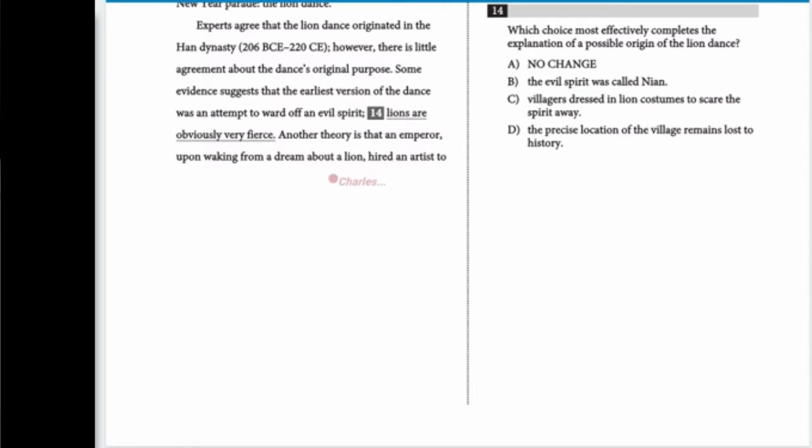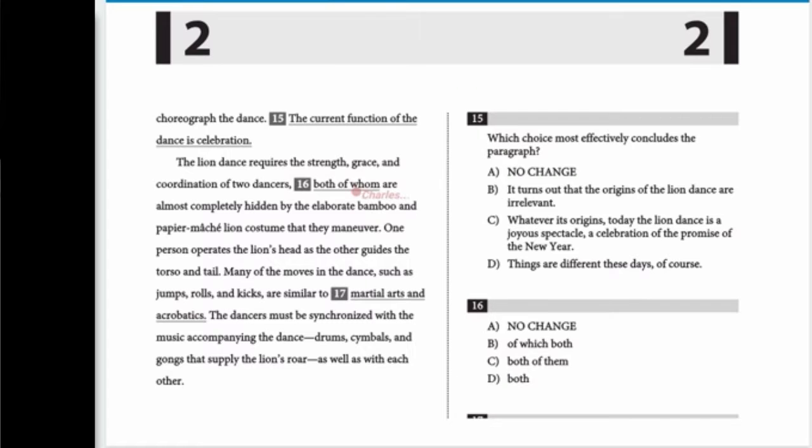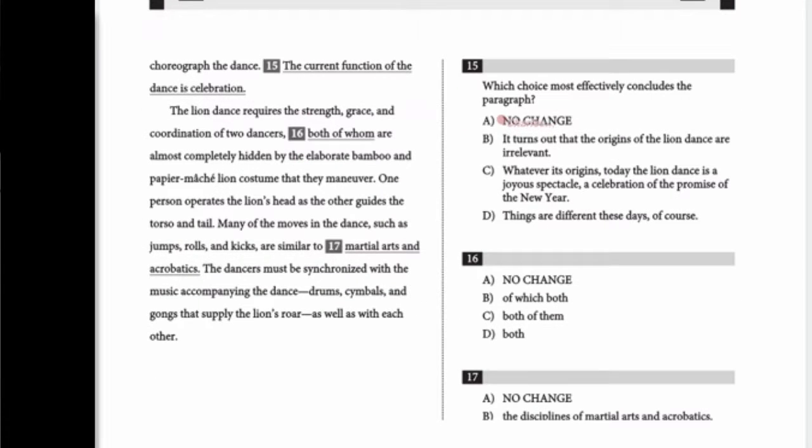Well, the paragraph here is about the purpose of the dance and what its origins were. So we want to sort of capture that. Well, it's definitely not just the fact that it's a celebration, so that has to change. It turns out the origins of line dance are irrelevant. No, they're not irrelevant. That's what the paragraph is about, origins of line dance.